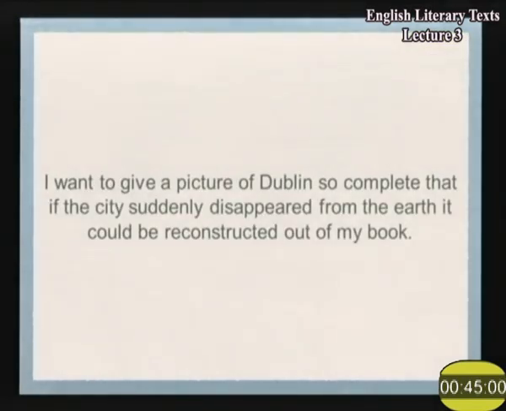He once stated, I want to give a picture of Dublin so complete that if the city suddenly disappeared from the earth, it could be reconstructed out of my book. And indeed, this is what he does in Dubliners and in other books, where we can really get a very vivid and close picture of what Dublin is, not just the description of the place, but the emotions of the people and the kind of life they live there.